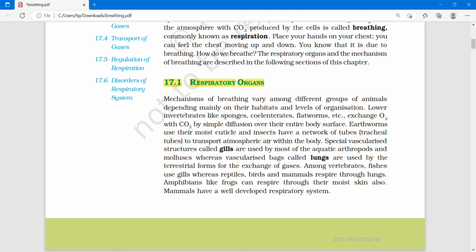air within the body. Special vascularized structures called gills are used by most of the aquatic arthropods and mollusks, whereas vascularized bags called lungs are used by the terrestrial forms for the exchange of gases. Among vertebrates, fishes use gills, whereas reptiles, birds, and mammals respire through lungs. Amphibians like frogs can respire through their moist skin. Also, mammals have a well developed respiratory system.